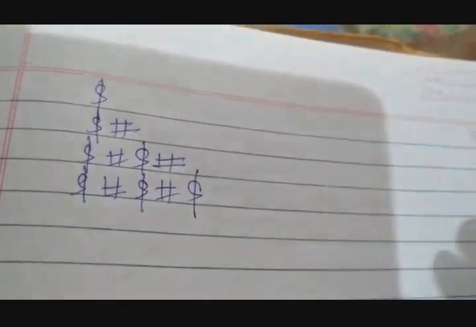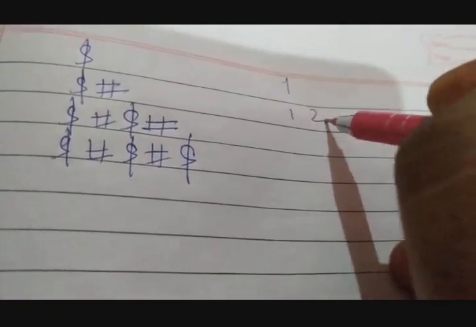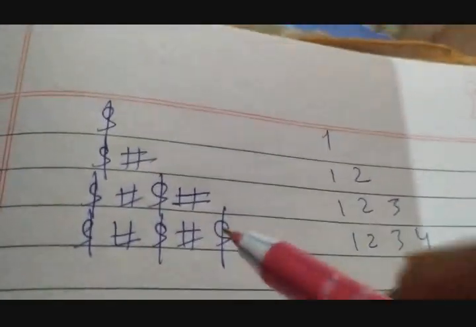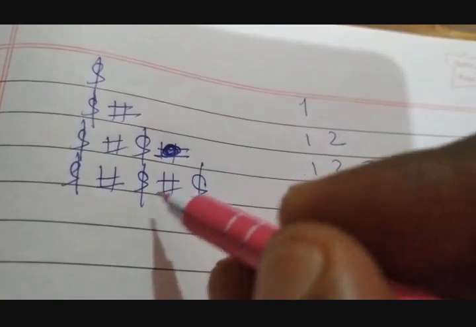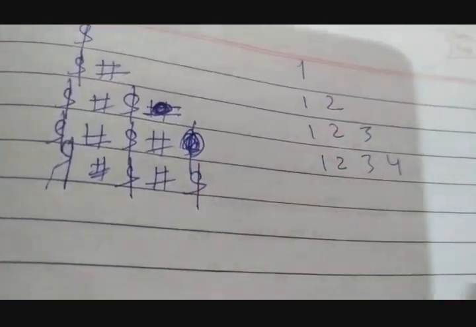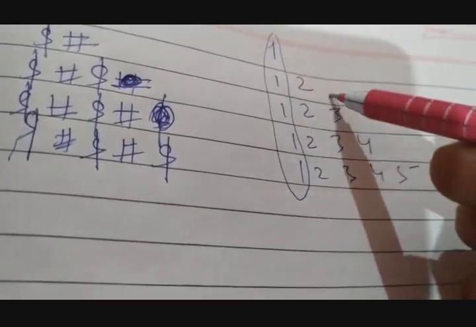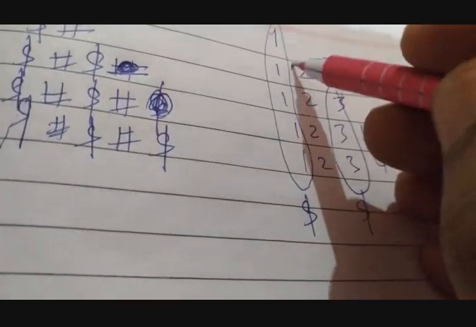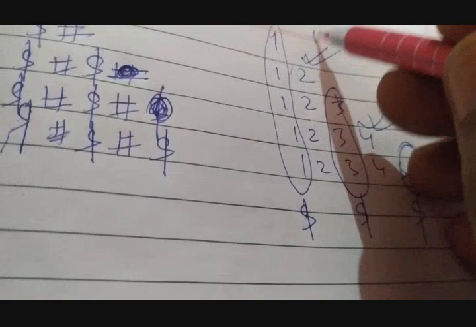Today we are going to print like this: dollar, hash, dollar, then again dollar, hash, dollar. Can you get a resemblance of this? It is 1; 1, 2; 1, 2, 3; 1, 2, 3, 4. Whenever J is printing odd, there you get a dollar. But wherever J is printing even, there you have to put a hash.